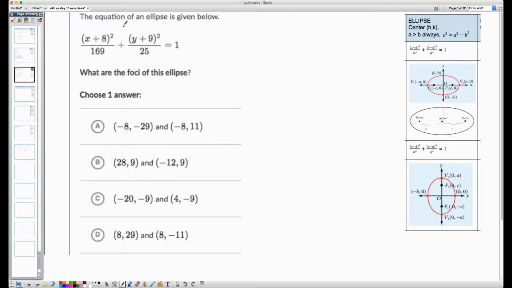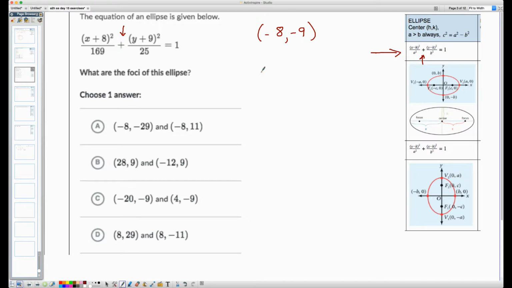This is an equation of an ellipse. You'll notice it has a plus sign in between, just like we have a plus sign over here. We know that the larger number in the base, which is my a value, is underneath the x. So I'm going to be using this equation. This is a horizontal orientation of my major axis. And the center is going to be at negative 8, negative 9, because (h, k) is my center.